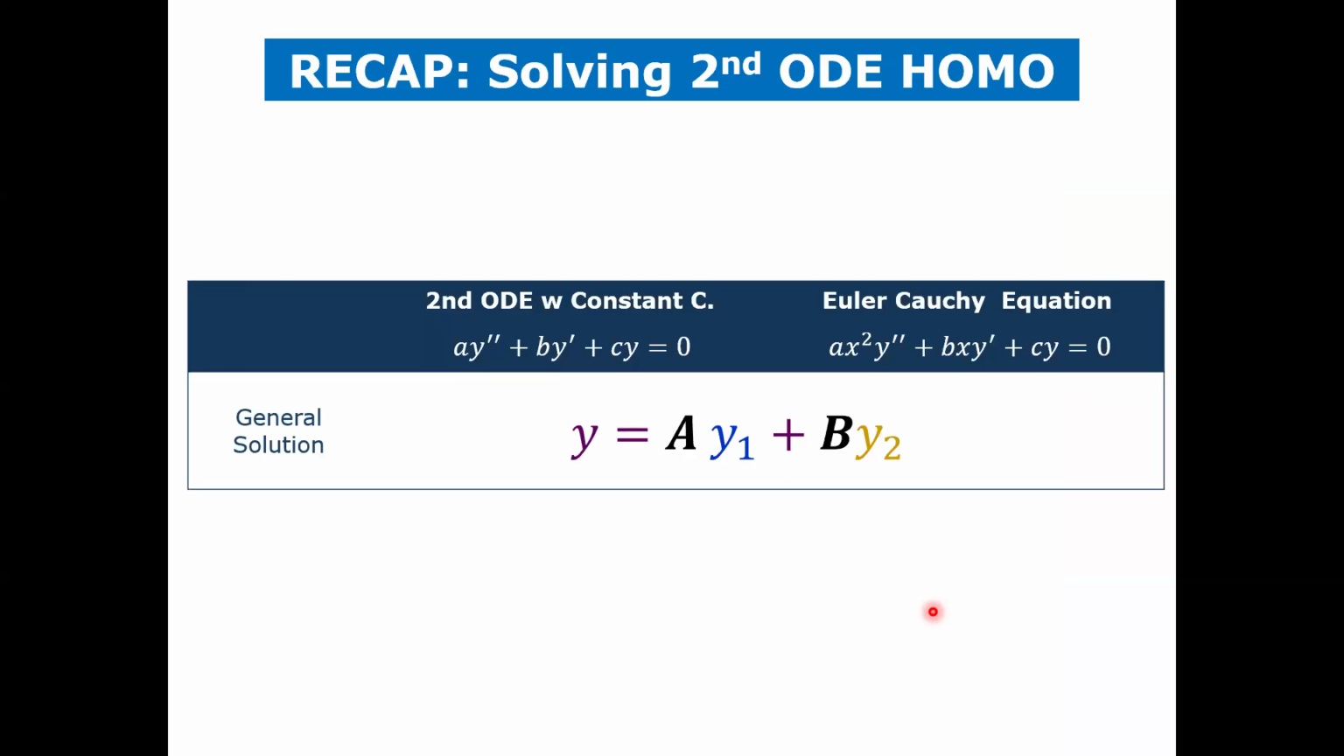I also want to recap solving the second ODE homogeneous equation that we have covered in the previous lecture. The general solution is y equal to ay1 plus by2. In this method, we are going to use y1 and y2 from the general solution of the left-hand side, which is the homogeneous one.